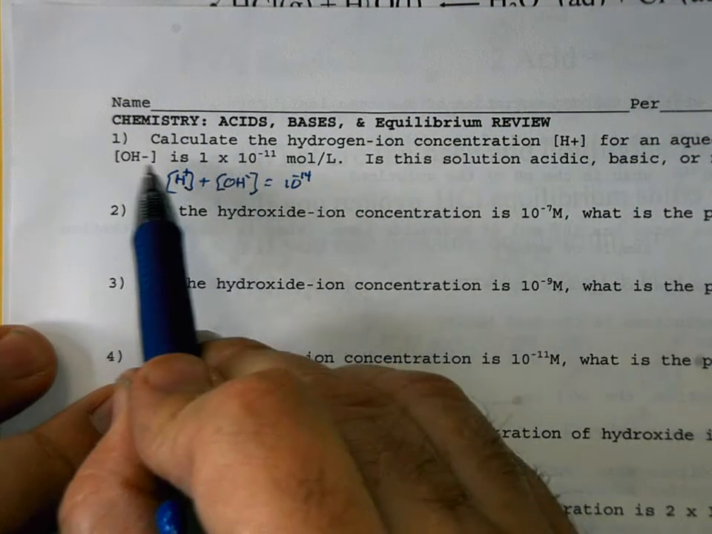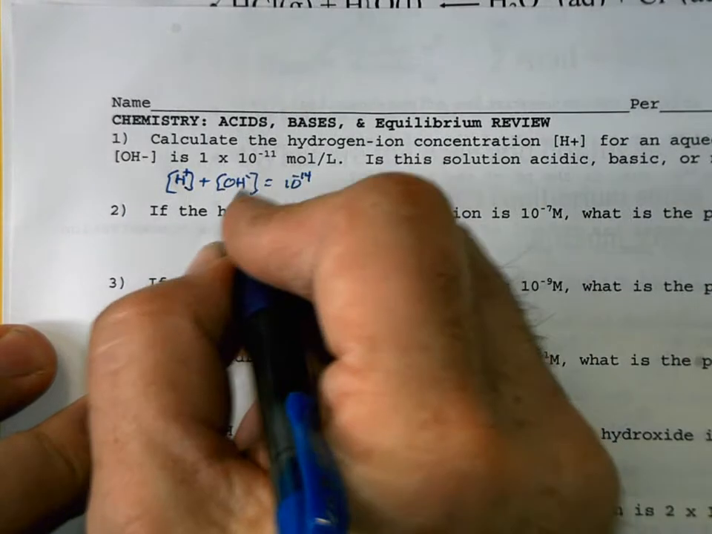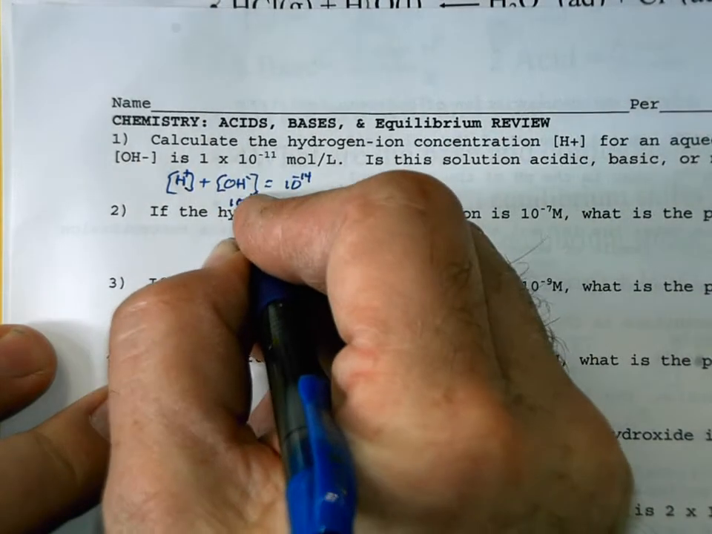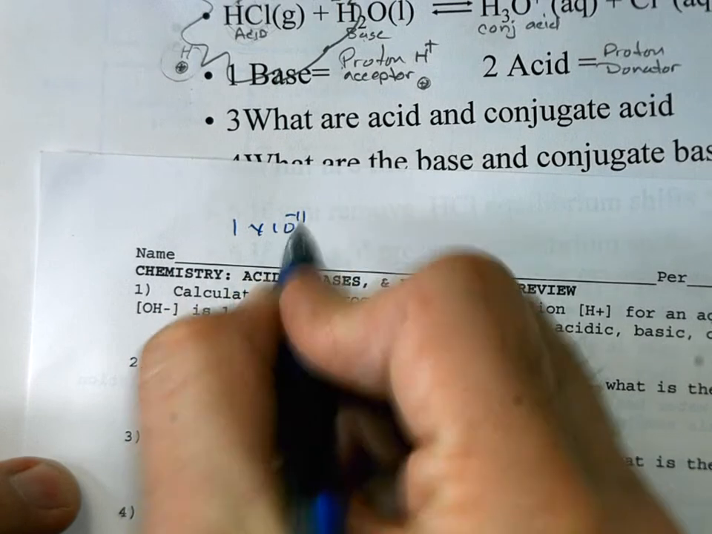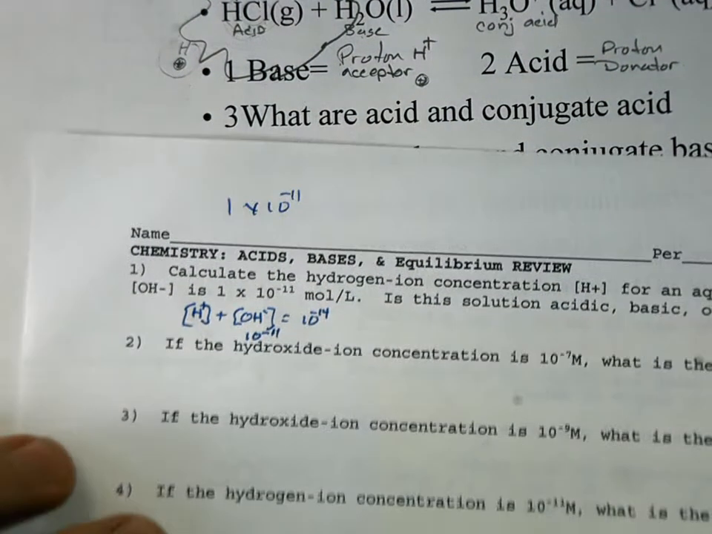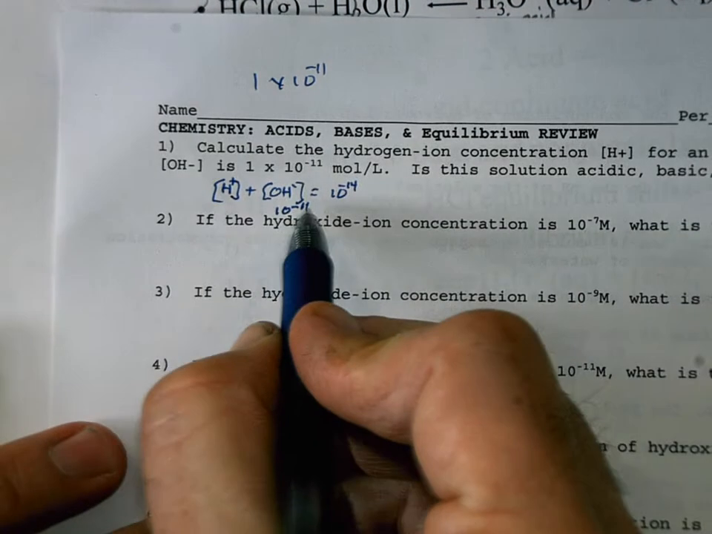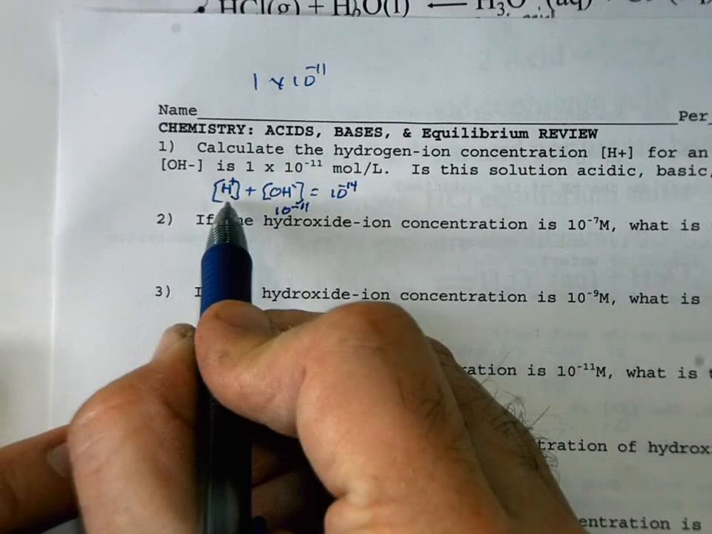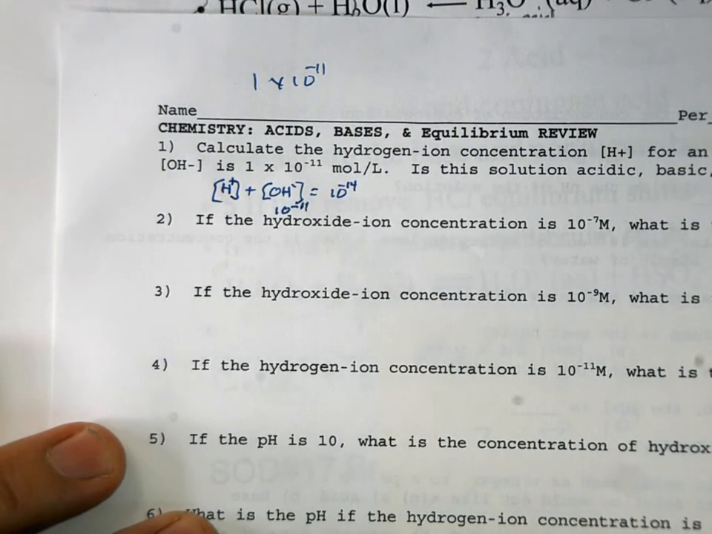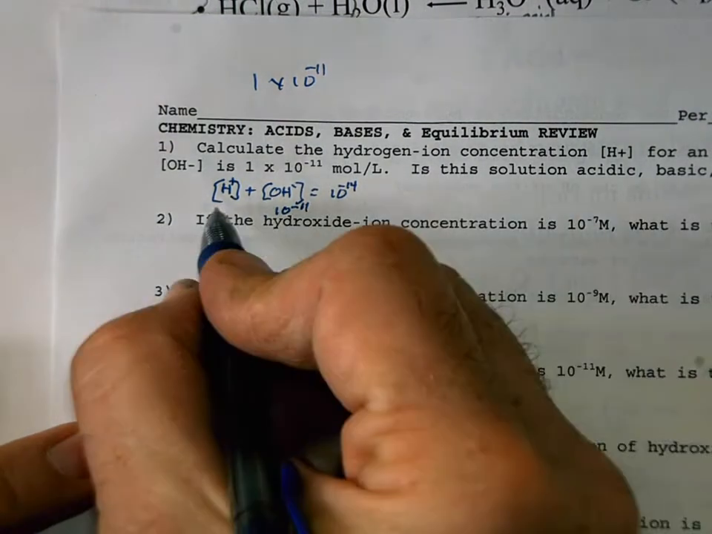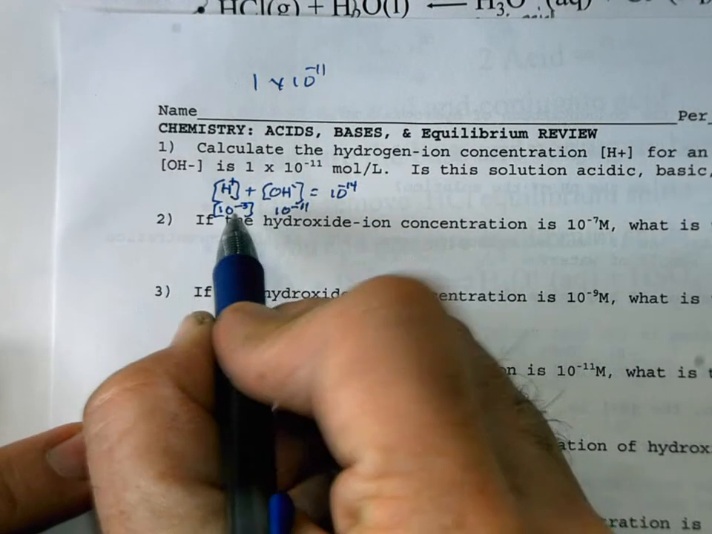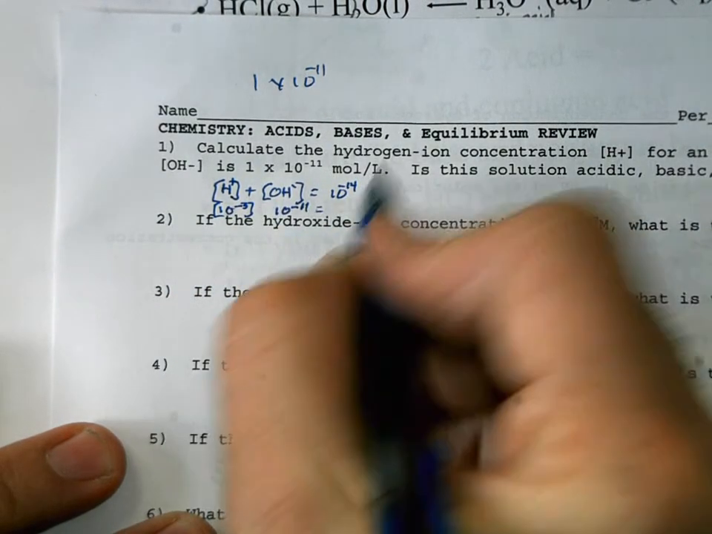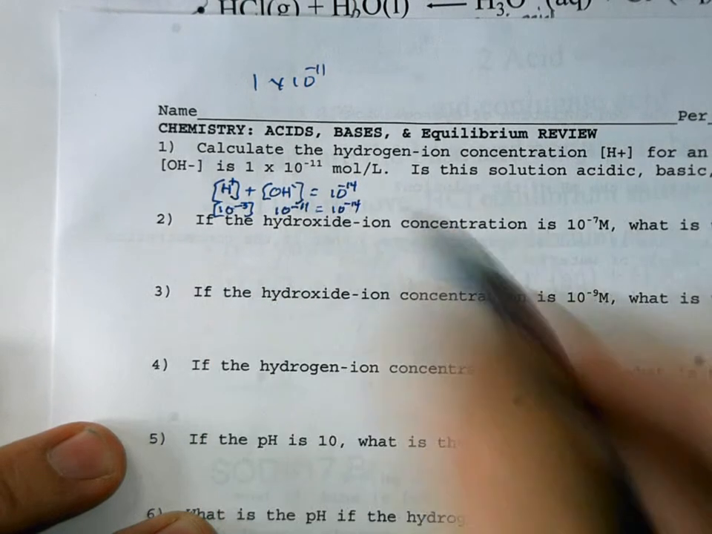So in this problem here, we've got hydroxide as 10 to the minus 11. Now that really would be 1 times 10 to the minus 11, but we get lazy when it's just a 1 and don't bother to put it in. So if this is 10 to the minus 11, what would the hydrogen ion concentration have to be? Have to be 1 times 10 to the minus 3. Because when you add up all of these exponents, that will equal 10 to the minus 14.